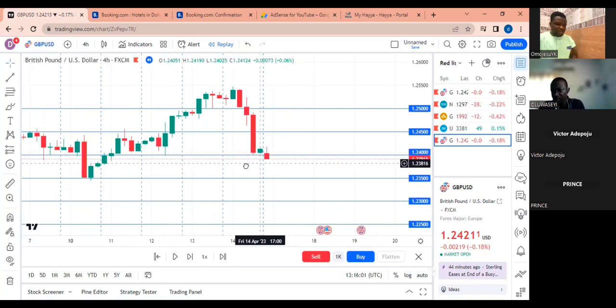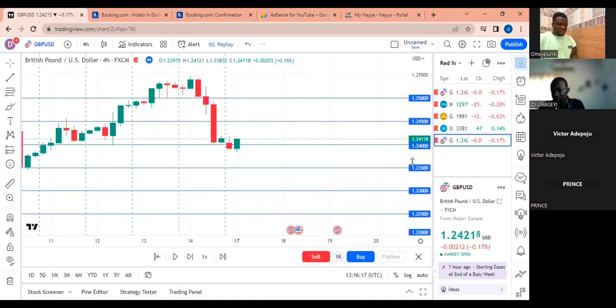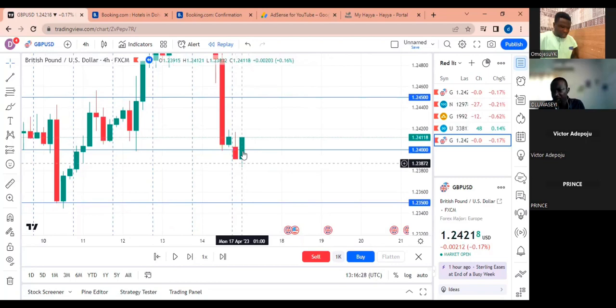Friday is on the 14th. Monday is on the 16th. So another market has opened now, which is Sunday night. So this is the first candle. And then you press it again. This is the second candle. So in order to set our high and low for this week, we have to use this red candle, the high, and this green candle, the low. So that's how we set our high and low.